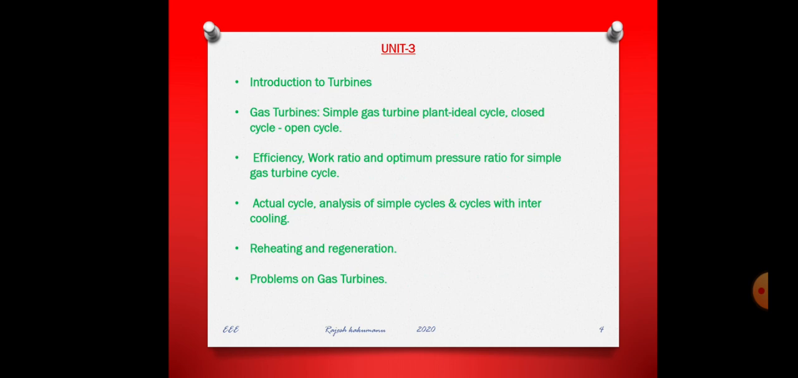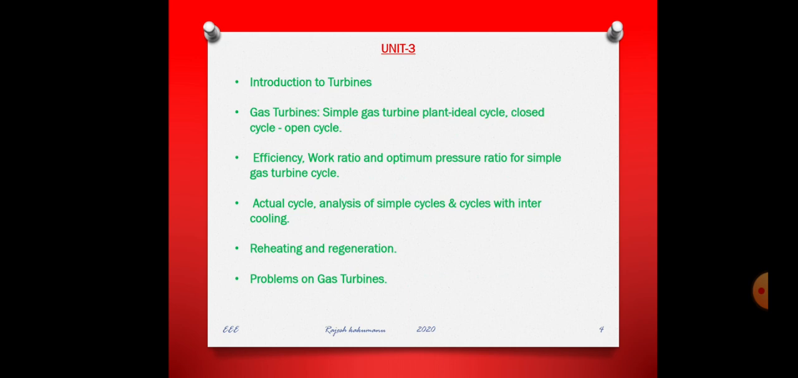The classification of gas turbines, the applications of gas turbines, the features of gas turbines, the simple gas turbine power plant, the ideal cycles, closed cycles, open cycles. So what's the meaning of cycle here? It is related to the performance of systems where you are having closed loop and open loop.